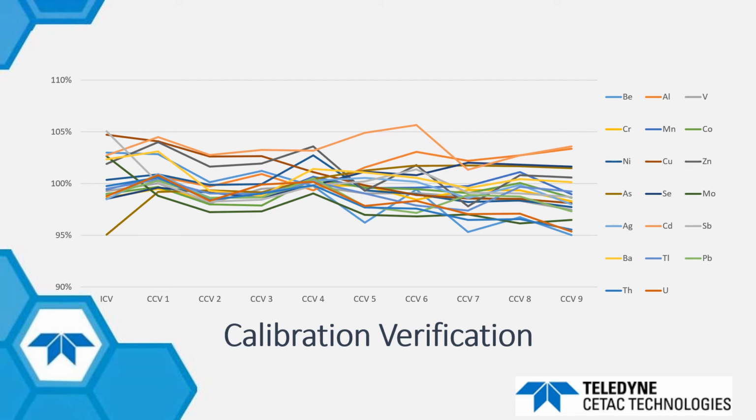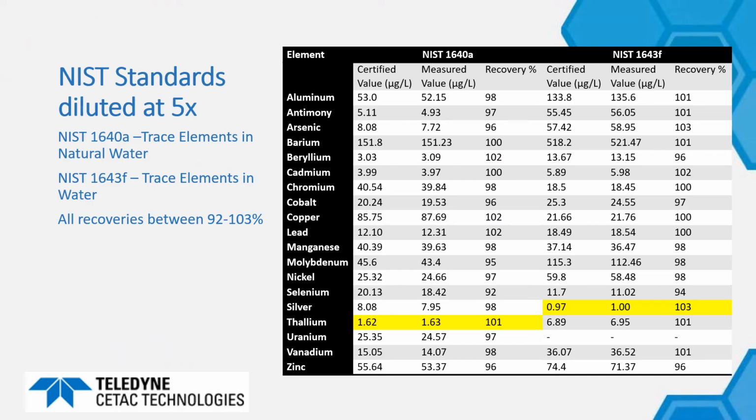Following the calibration curve, we ran an ICV, and then every 10 samples we ran an additional CCV to show the recoveries on those. The ICV is a second source standard, and it still came within 5%. All elements were passing, and that's across the entire duration of our run. And you can see that everything, the whole way across, easily comes within the 10% required acceptance criteria for EPA 200.8. And generally speaking, it was all within 5% recoveries.